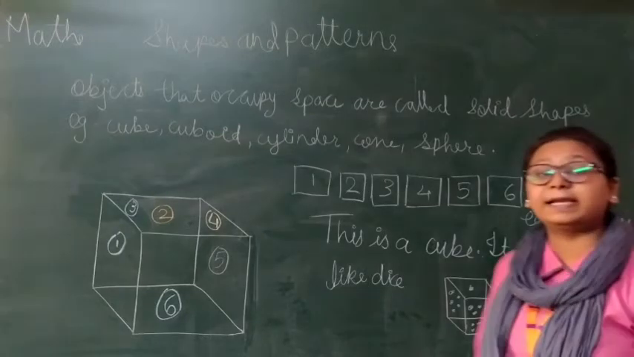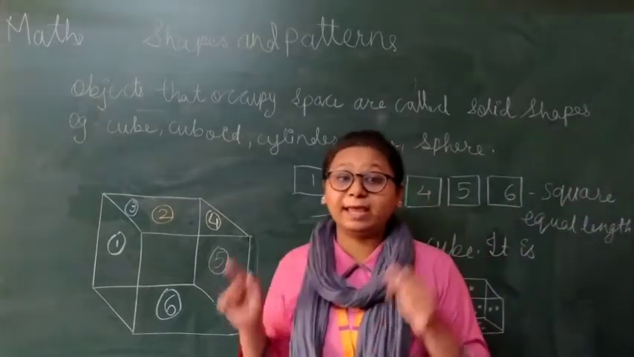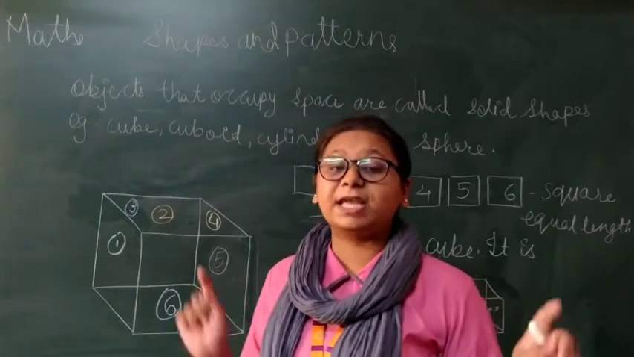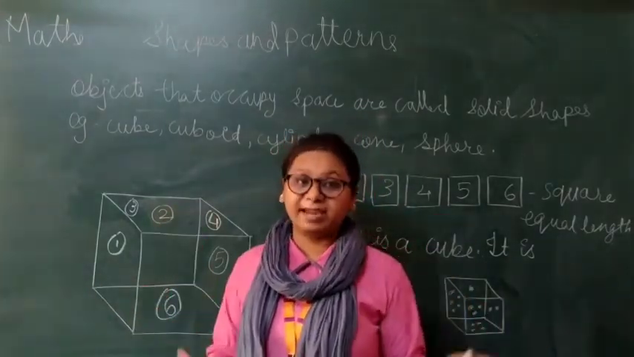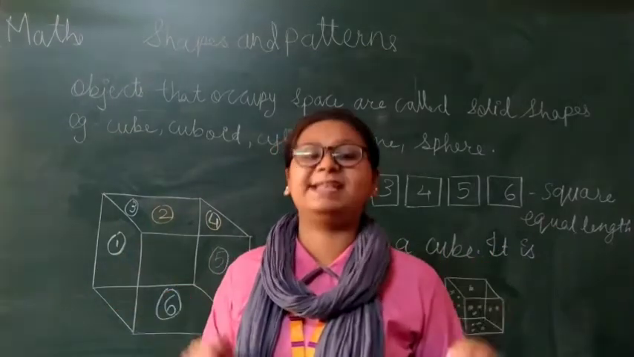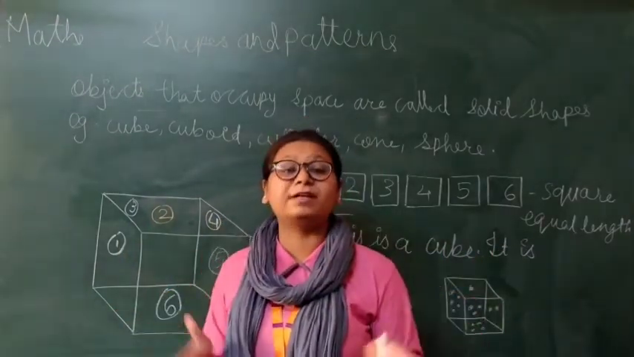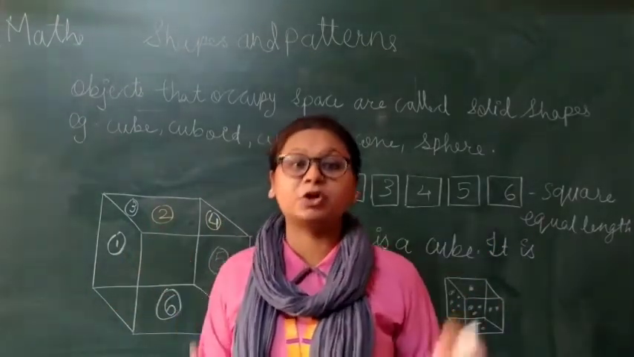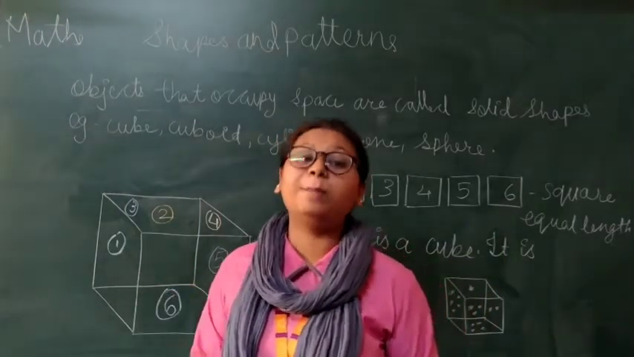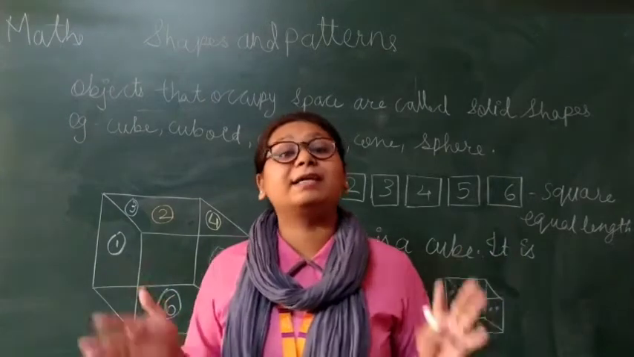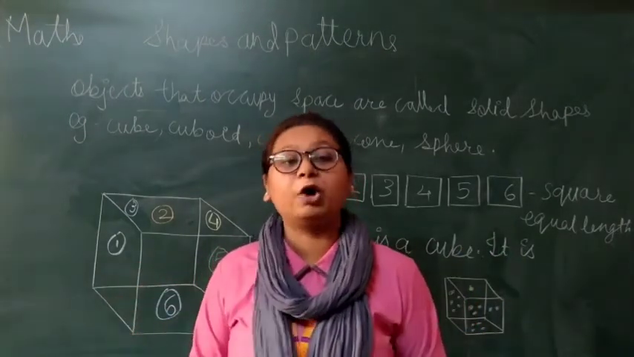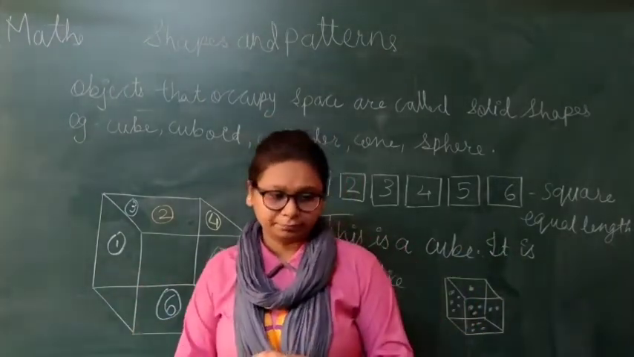We already studied, students, that a square has 4 sides and all the sides of the square are same in length. Same way, a cube has 6 sides and all the 6 faces of the cube are same in length, okay? They are square and they are same in length, okay? They all are equal.